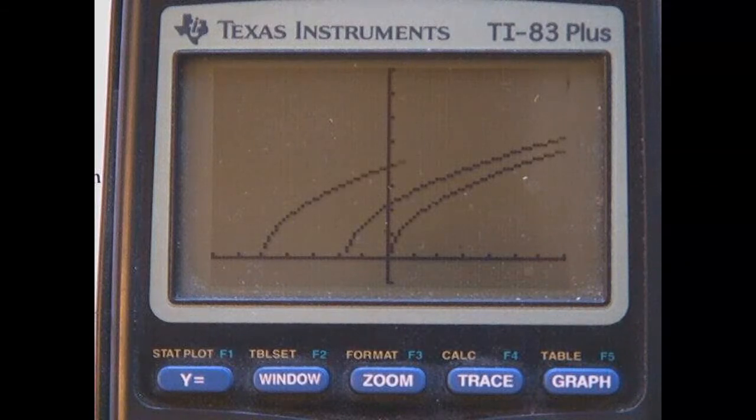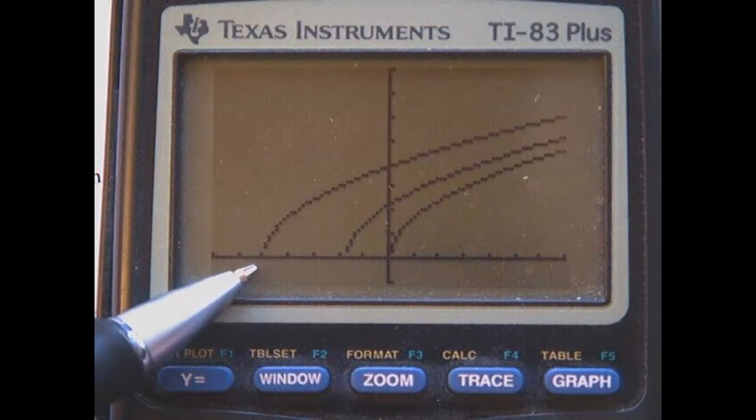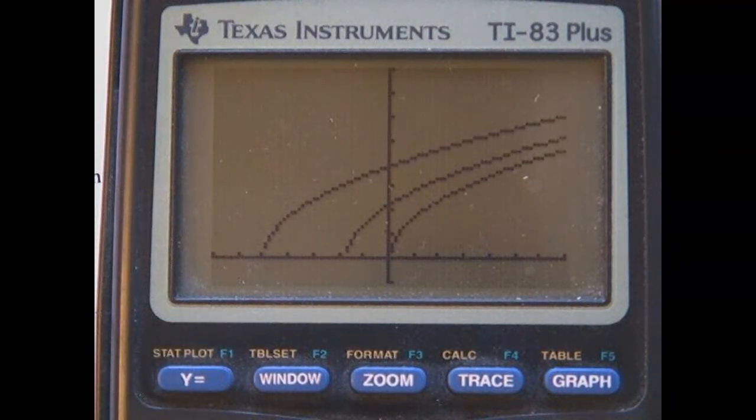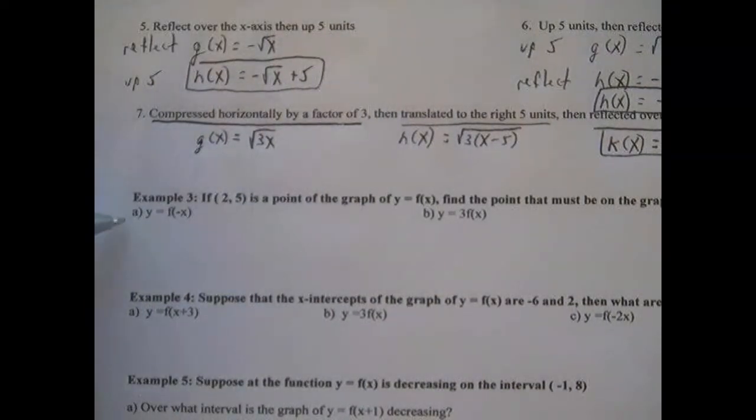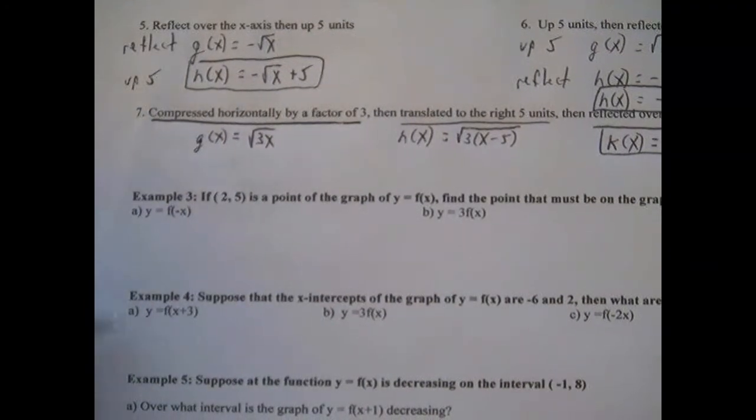Okay, now there's the third one, and that's 5 units moved over. Okay? These next examples, example 3, we're going to look at all of these actually with the visual aid and with the transformation rule. So first of all, this is easy because it just gives you a point already. We're still going to look at this visually.